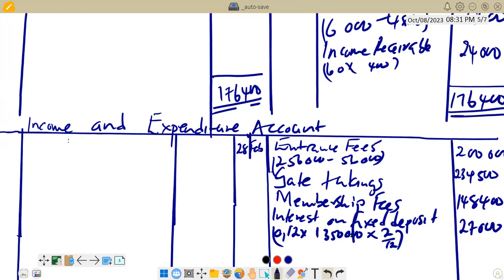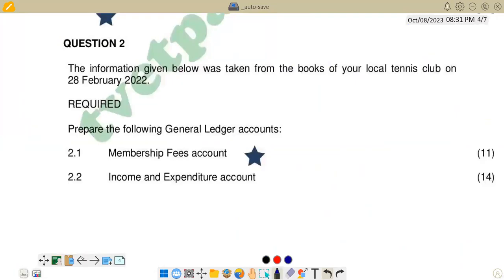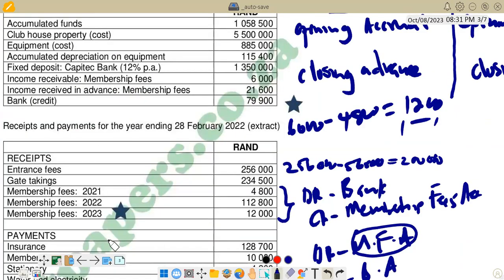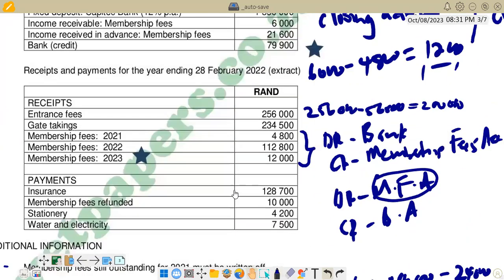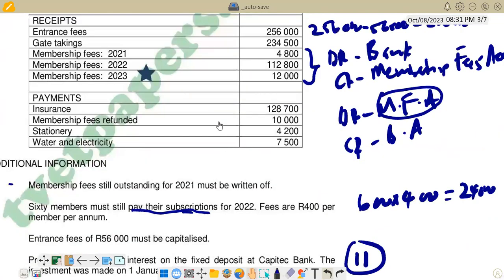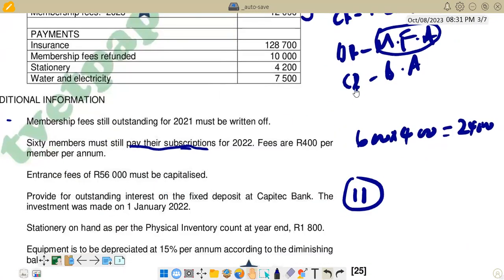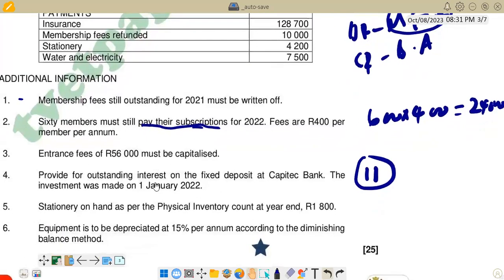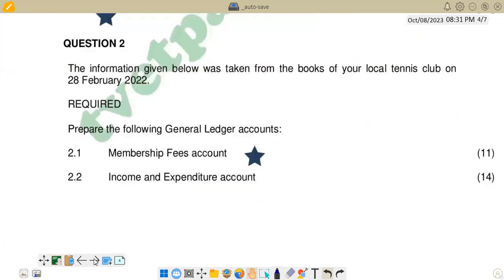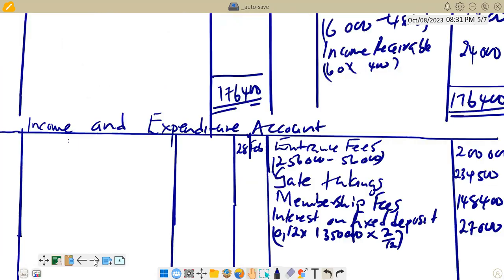Then we go to the expenses, or the expenditures that we have. We now go to the section of payments. That's where we are going to get those expenditures. We've got insurance, 128,700 here. Then we check if there is anything to do with insurance in the additional information, and we don't have anything for insurance. So we take the figure as it is and put it on the debit side. Remember, all expenditures come to the debit side.